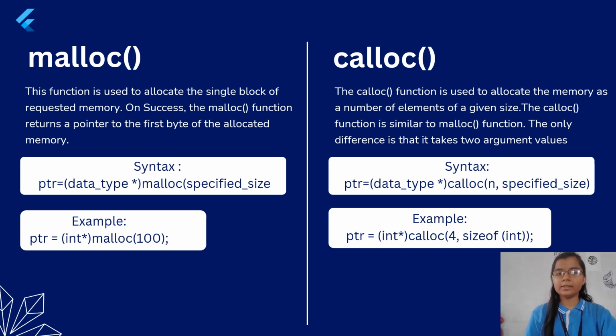And the second one is calloc. The calloc function is used to allocate memory for a number of elements of a given size. The calloc function is similar to malloc. The only difference is that it requires two argument values. The following is the syntax of the calloc function.